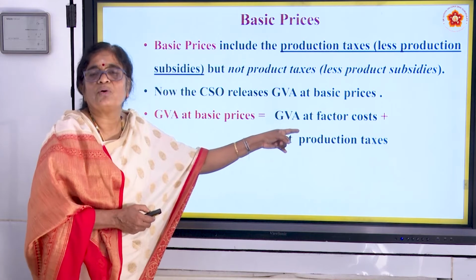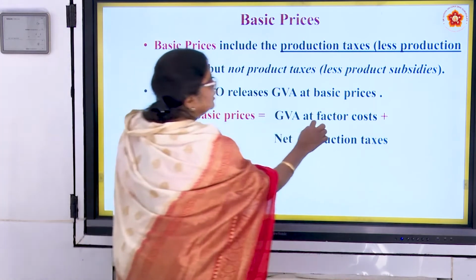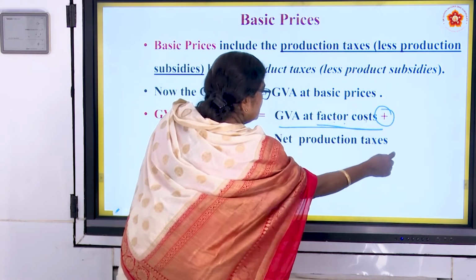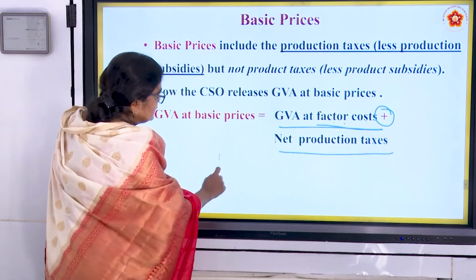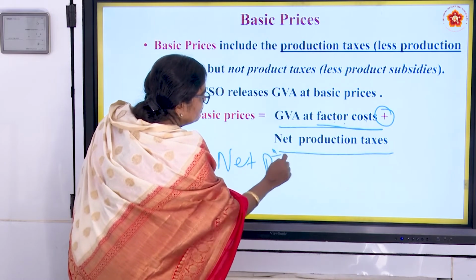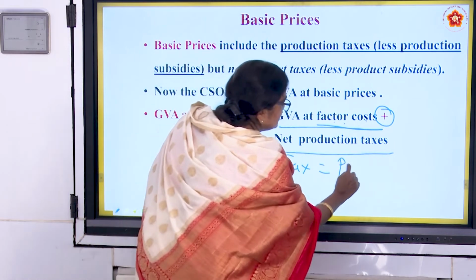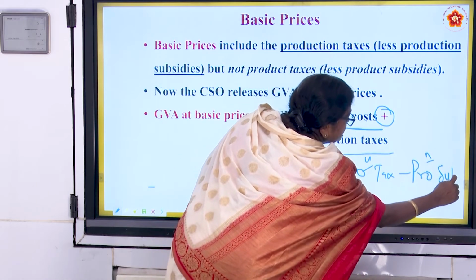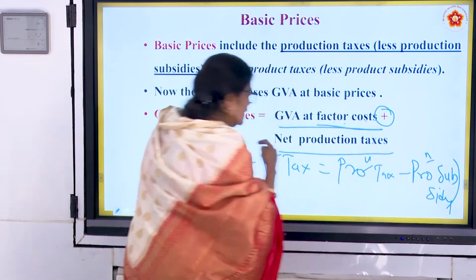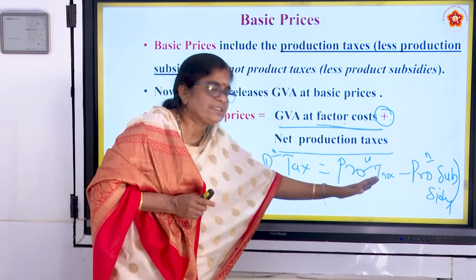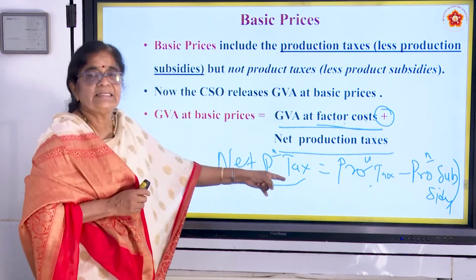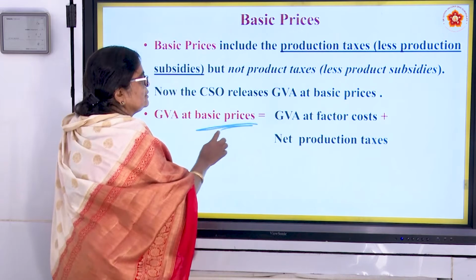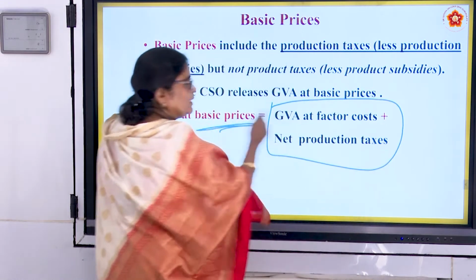GVA at factor cost means the cost incurred for the factors of production, plus net production taxes. What is net production taxes? We have studied net production taxes: production tax minus production subsidy. When you deduct production subsidy from production taxes, it is called net production tax. Therefore, GVA at basic prices is nothing but this only: factor cost plus net production taxes.